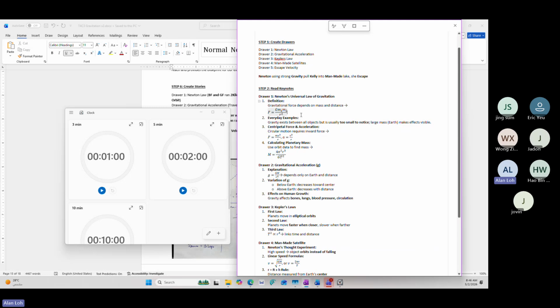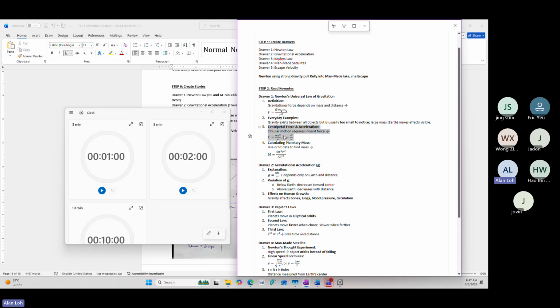You understand the formula as we go along. So you just need to know there are these four key points for drawer number one. Drawer number one, you definitely need to know the definitions, and then you need to know some examples. Then there's this new force called centripetal force. If you know what this centripetal force is just by reading these few words, then you are a genius, and that's excellent.